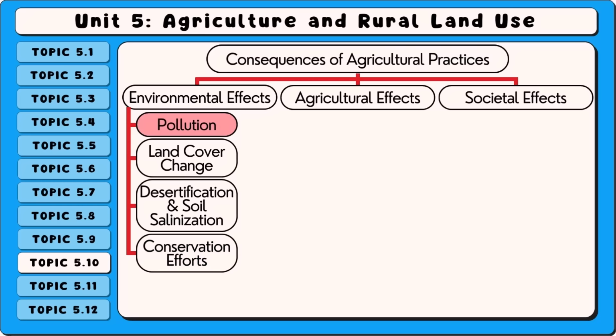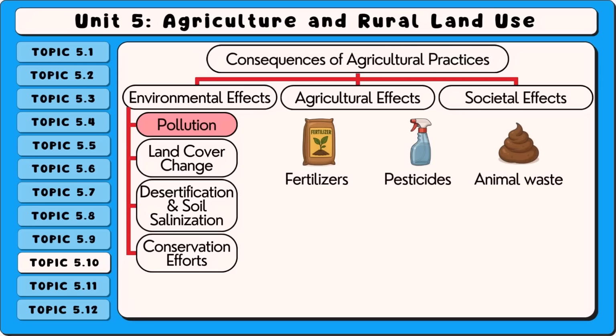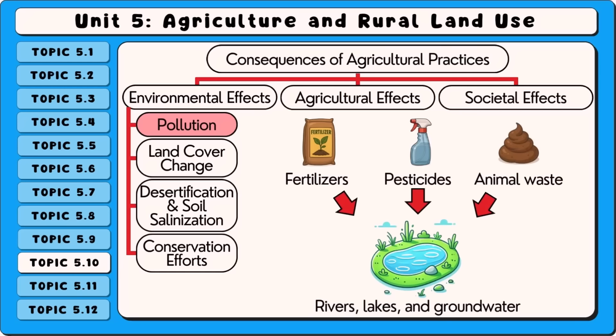The first environmental effect is pollution. Agricultural runoff often contains fertilizers, pesticides, and animal waste, which can contaminate rivers, lakes, and groundwater. These chemicals can lead to algal blooms, harm aquatic life, and reduce water quality.